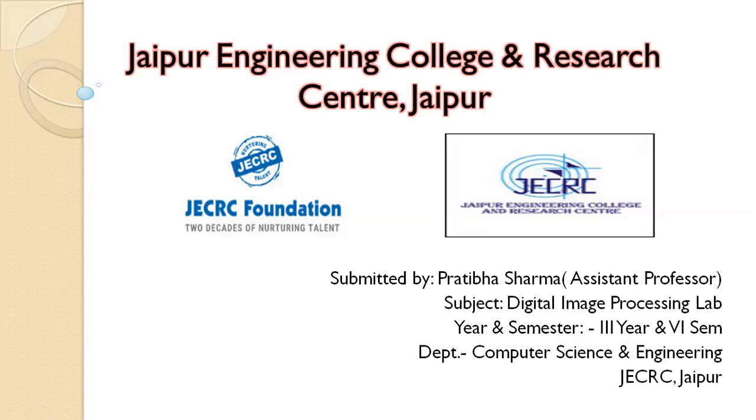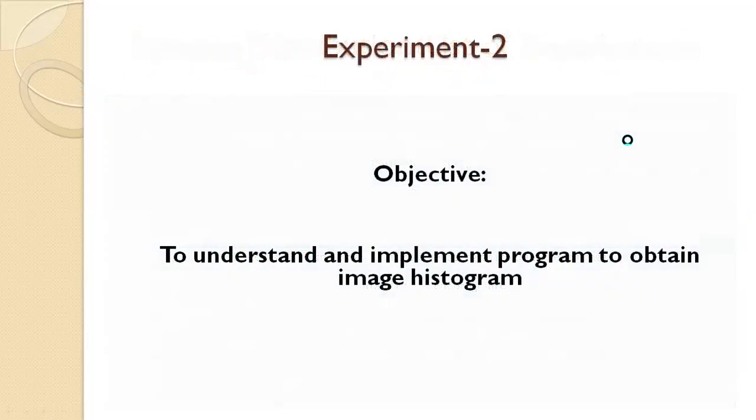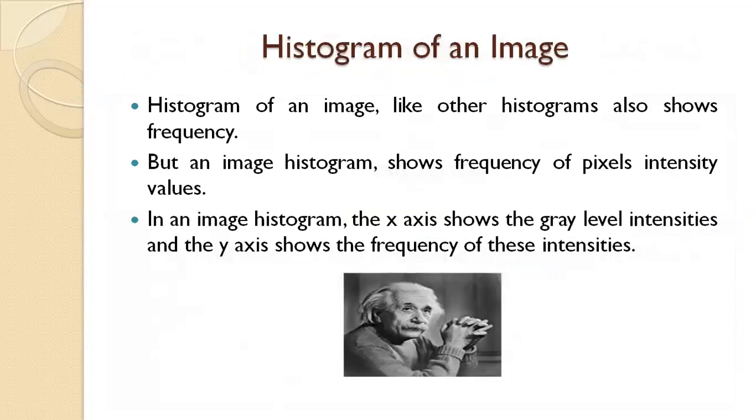Today we are going to discuss the Digital Image Processing Lab that is taught in third year, sixth semester. Now we are going to discuss our experiment number 2, that is to understand and implement a program to obtain image histogram. Before implementing the program of image histogram, first we will understand what the histogram of an image is.